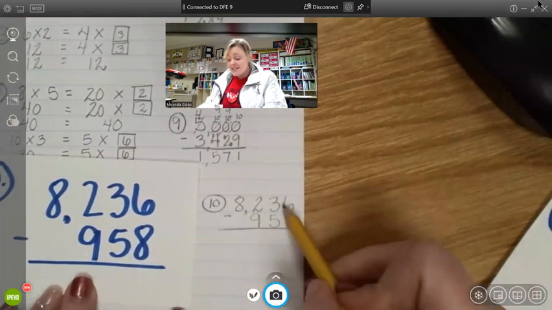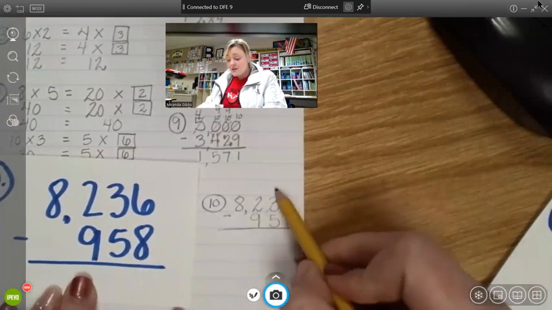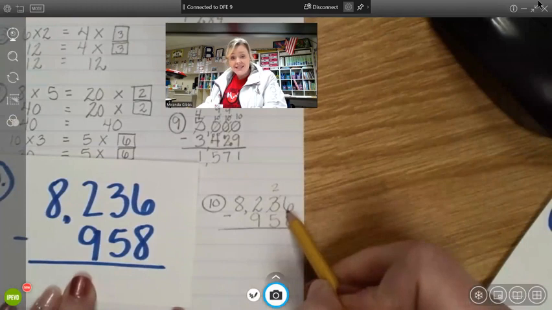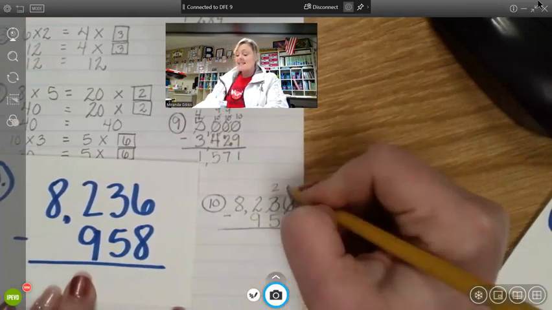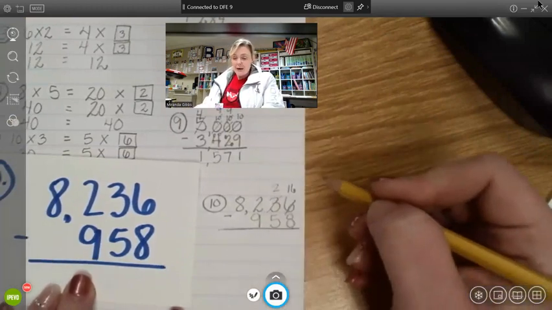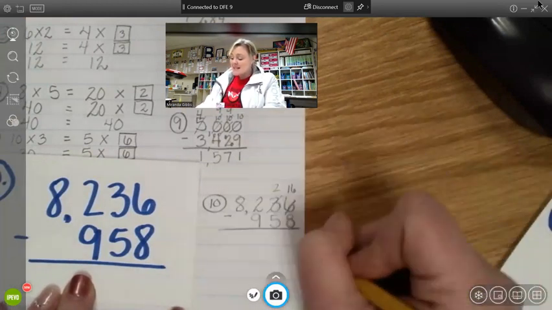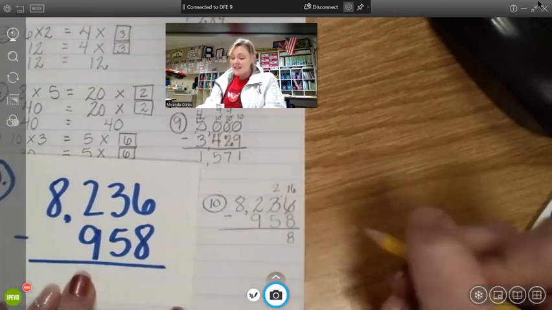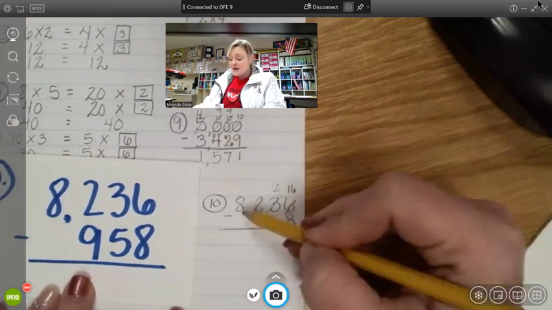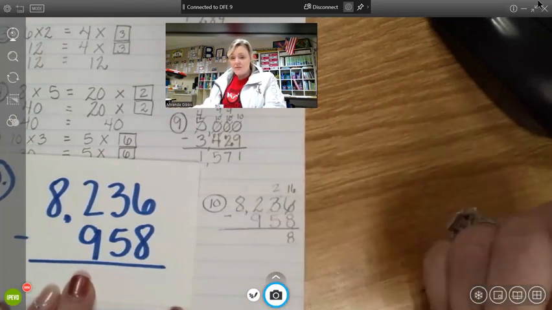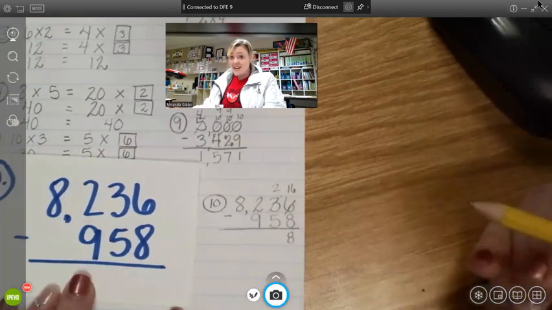So we must go to the tens, change the 3 to a 2, add 10 to 6. 6 plus 10 is 16. 16 minus 8. There's a double fact there. 16 minus 8 is 8. Very good. Now, 2 minus 5. 2 minus 5. You're right, we can't do that.